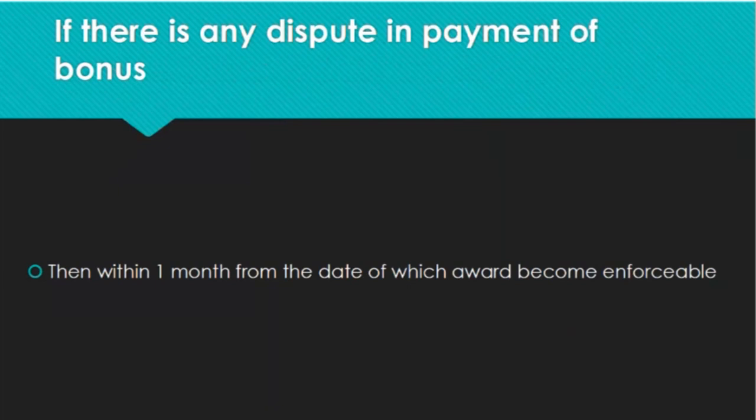Any dispute with respect to payment of bonus, whether it is non-payment of bonus or short payment of bonus, or with respect to allocable surplus, if the employee feels that 67% of the allocable surplus is not being distributed as bonus, and they are taking only 60% and distributing that as bonus. If there is some kind of dispute between the employer and the employee, within 1 month from the date the bonus becomes due, you can go for an appeal.